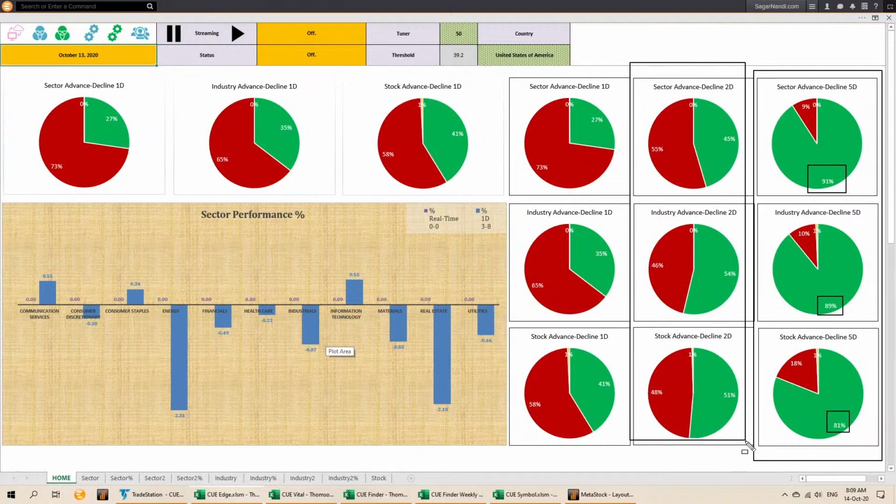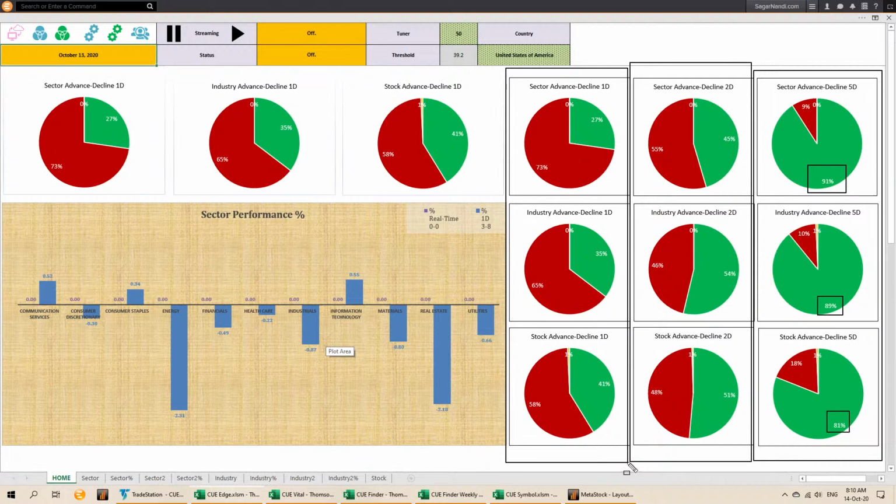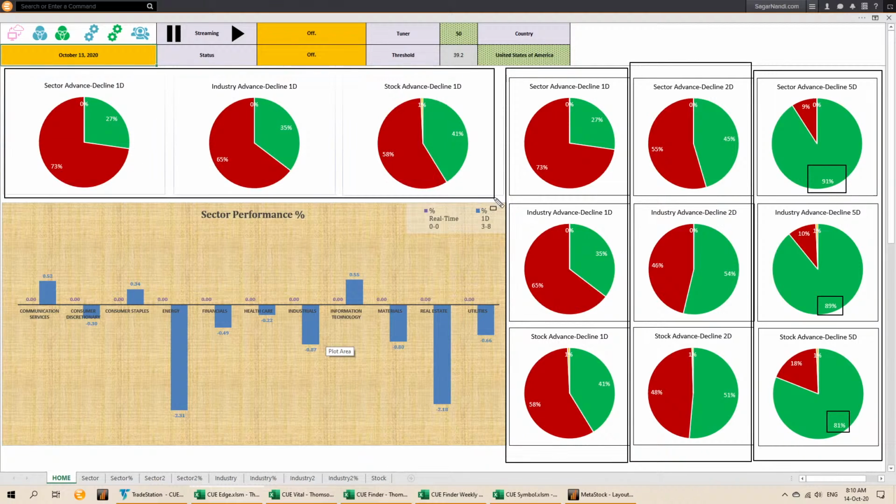Over 2 days, it became balanced. We can see that from the red and green pie charts. Yesterday, the 1-day period is showing more bearishness than bullishness. However, if you watched QEdge, this sector industry rotation analysis tool, during live market hours yesterday, you would see that in the beginning of the day, these 3 pie charts were much more bearish.